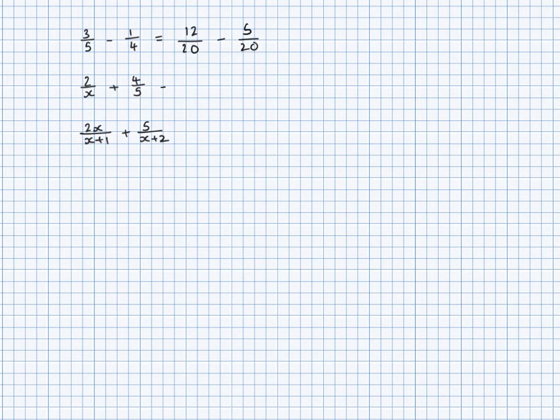Let's do the same with the second one. Here the lowest common multiple would be 5x, and we would have 10 here, because what we've done is we've multiplied the top and bottom here by 5. We're going to multiply top and bottom here by x to get 4x over 5x.